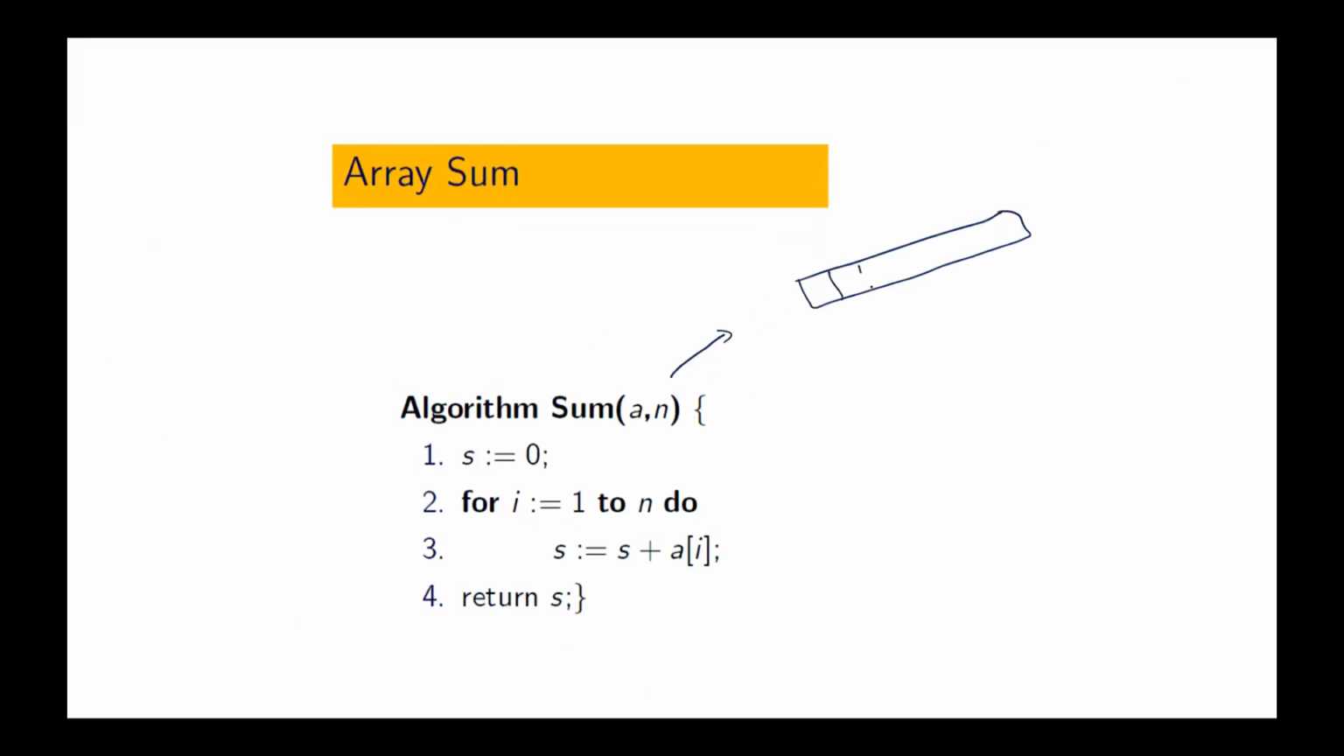We can easily find out. Throughout this course, I consider array indices from 1 to n, instead of 0 to n minus 1. So now, what is the operation that is performed? Assignment operation.